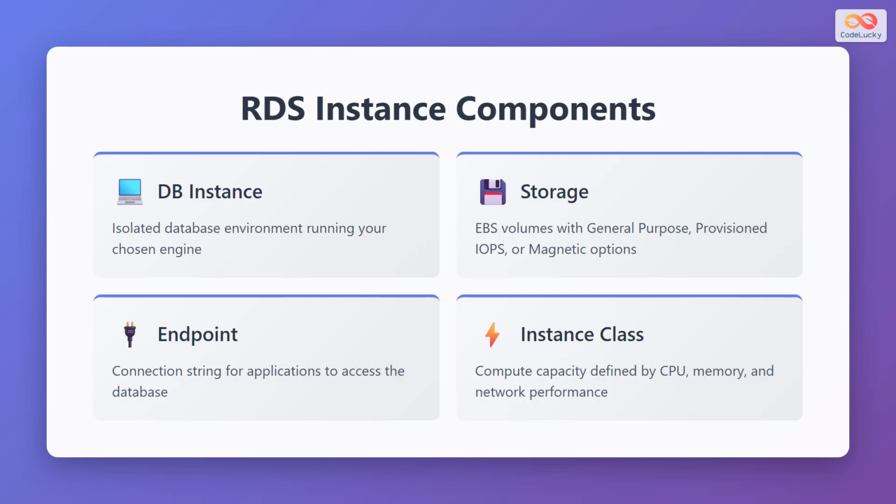An RDS deployment consists of 4 main components. The database instance is an isolated environment running your chosen database engine. Storage is provided by Elastic Block Store volumes, available in general purpose, provisioned IOPS, or magnetic options. The endpoint is a connection string that your applications use to access the database. Finally, the instance class defines the compute capacity, including CPU, memory, and network performance.